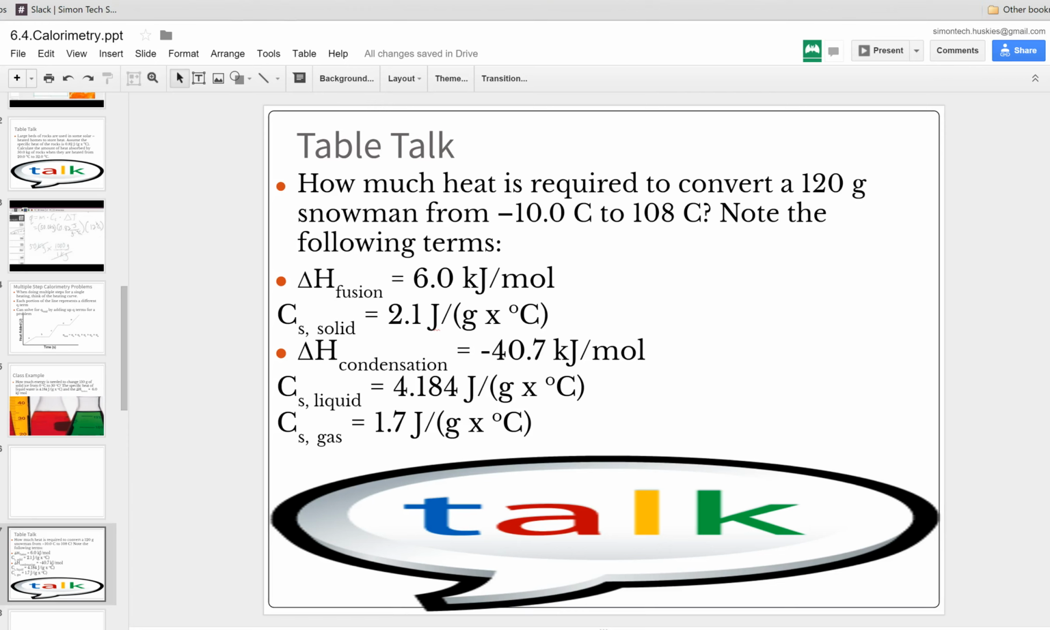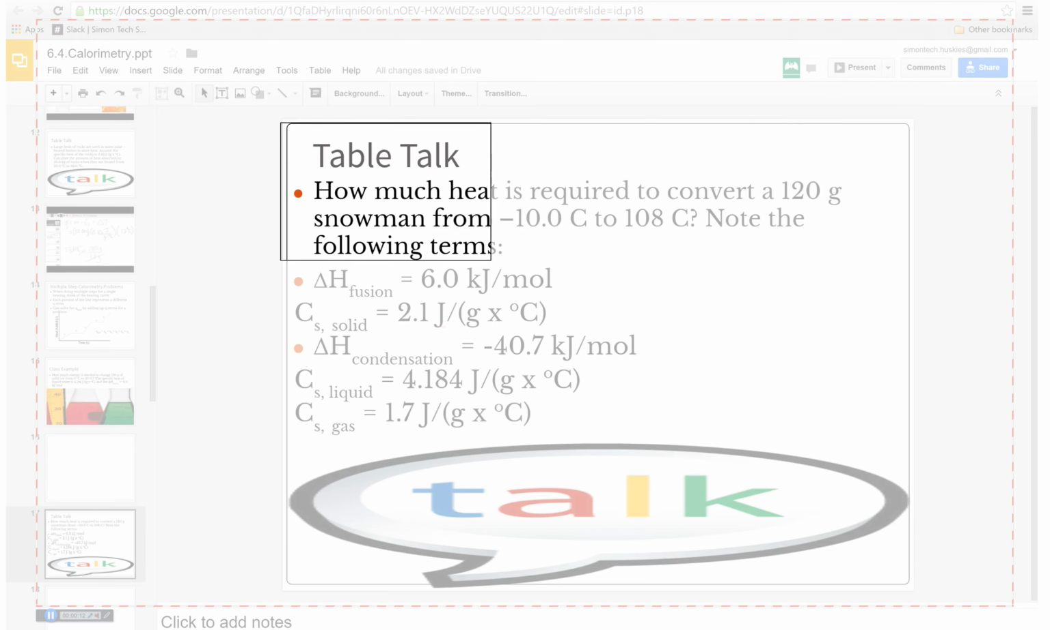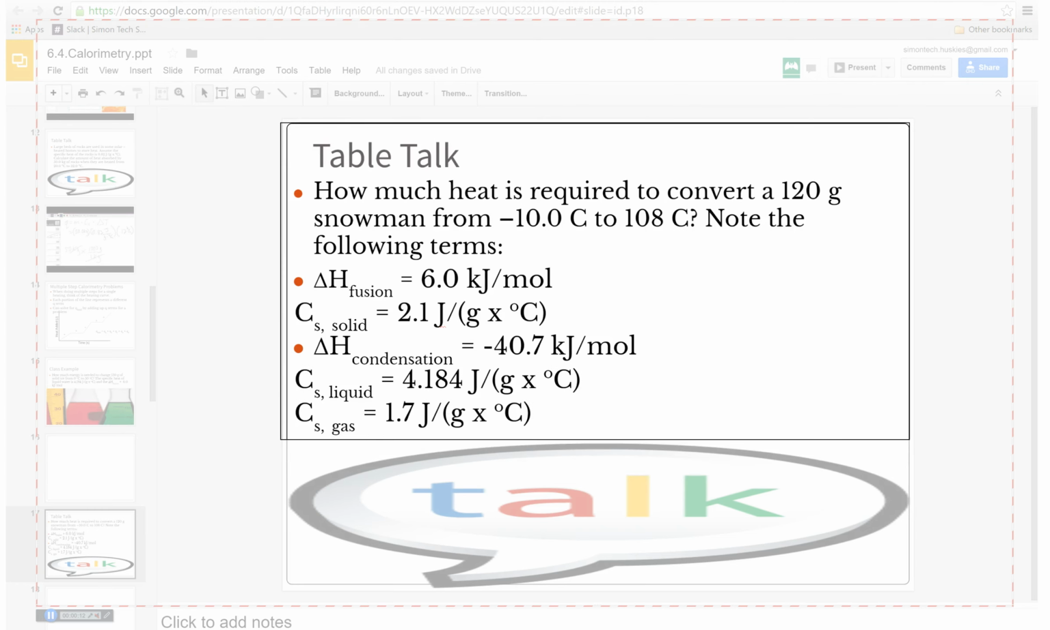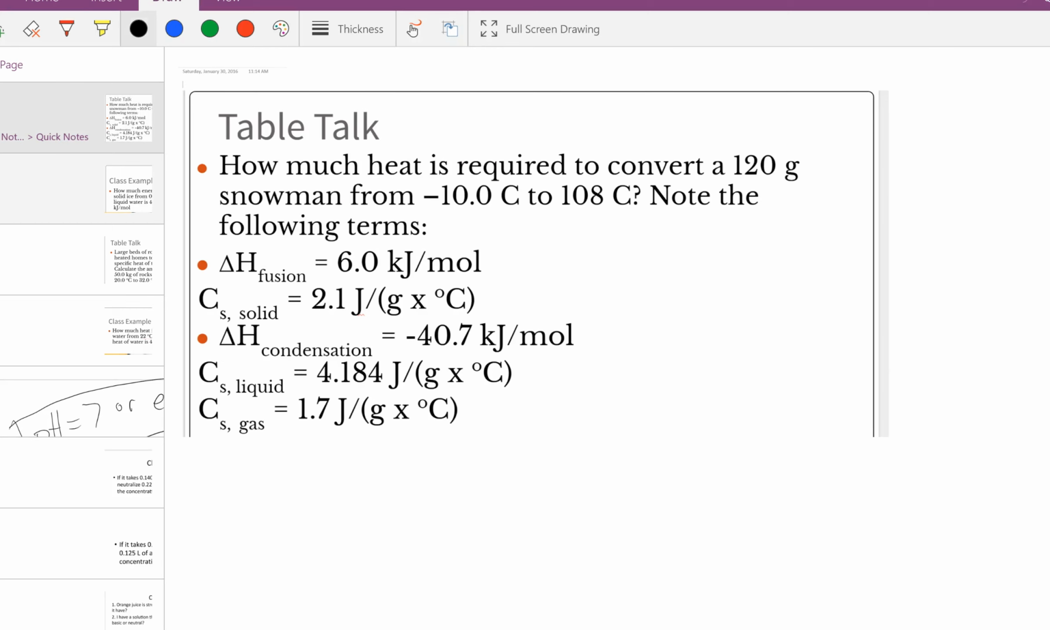All right. How much heat is required to convert a 120-gram snowman from negative 10 degrees Celsius to 108 degrees Celsius? Now, in this case, we're still dealing with only one substance. We're dealing with water, but we're dealing with water in 3 different states. It's going from negative 10 to 108 degrees Celsius.